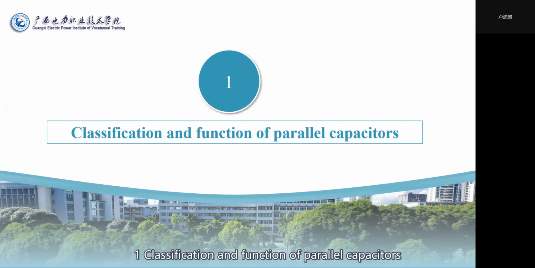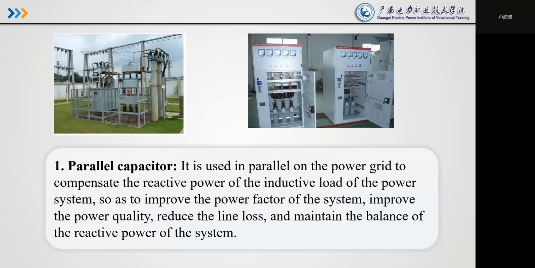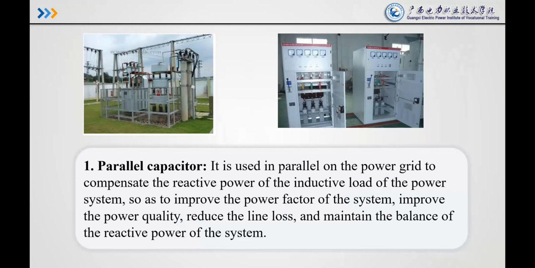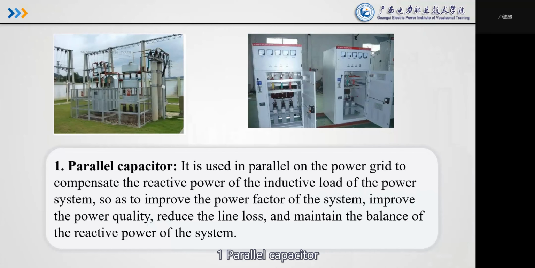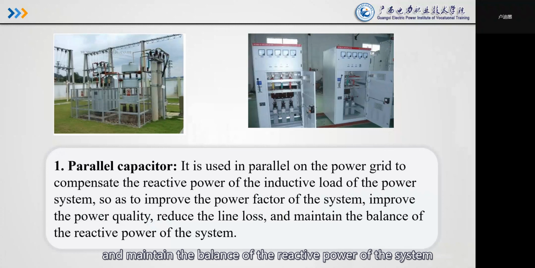One. Classification and function of parallel capacitor. 1. Parallel capacitor. It is used in parallel on the power grid to compensate the reactive power of the inductive load of the power system, so as to improve the power factor of the system, improve the power quality, reduce the line loss, and maintain the balance of reactive power of the system.